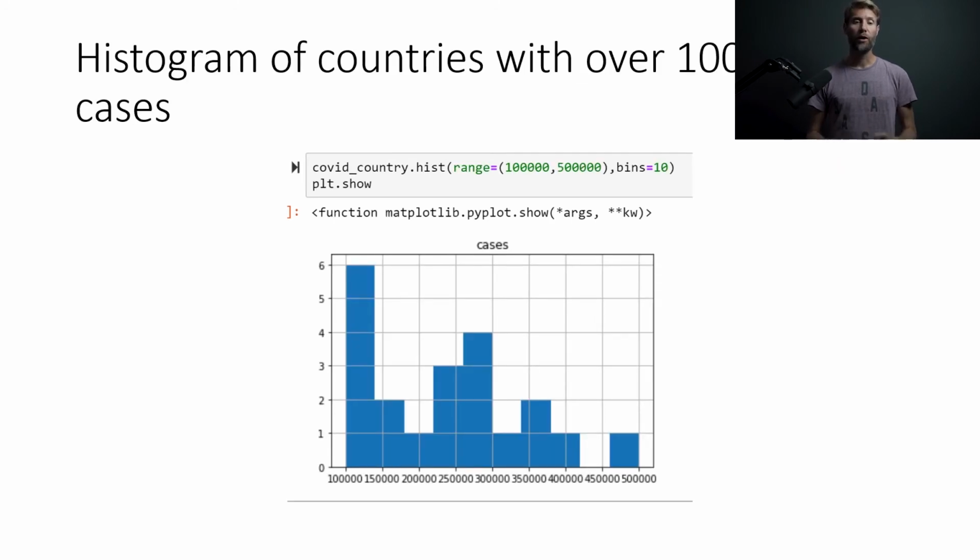In this example, we are only including the countries that had at least 100,000 cases, and not more than 500,000 cases. We select these countries by applying the range parameter. This shows us that there are 6 countries that have a little more than 100,000 cases. There is 1 country that has close to 500,000 cases.